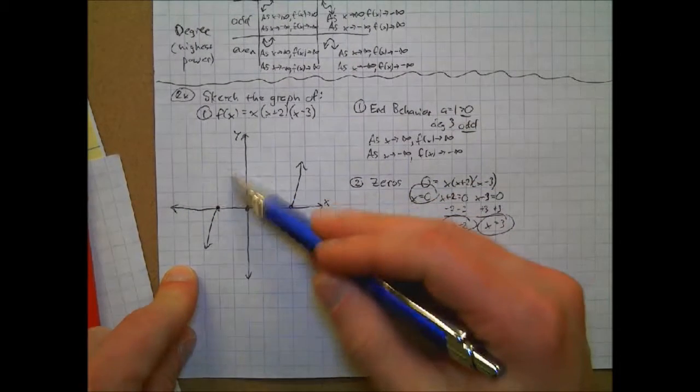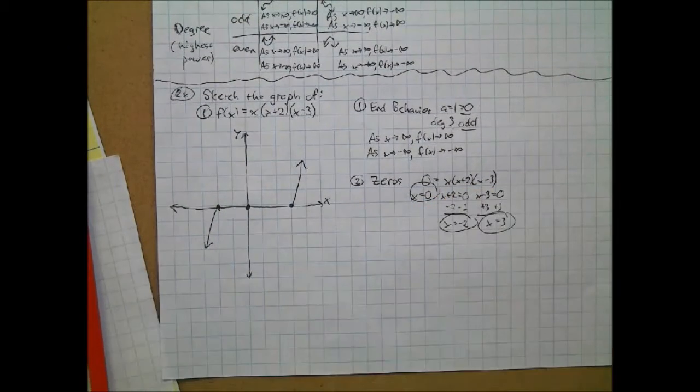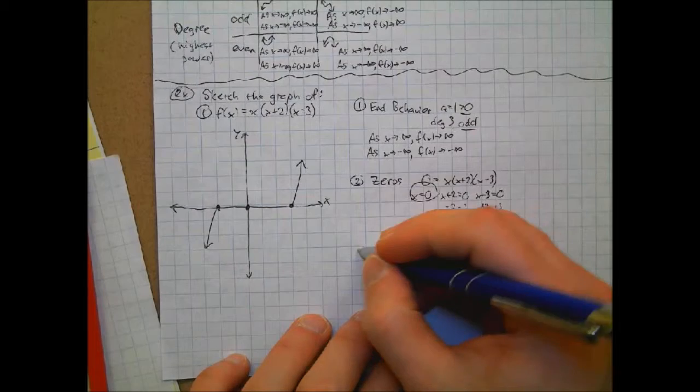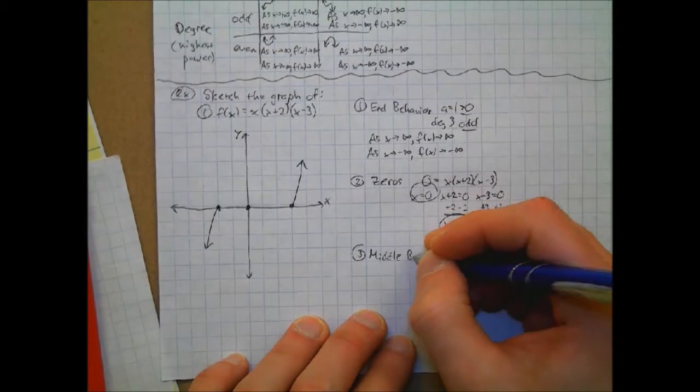Do we go up? Do we go down? Okay? We need to know that. And that's why we need this third part. And I just call it the middle behavior. What happens in the middle?